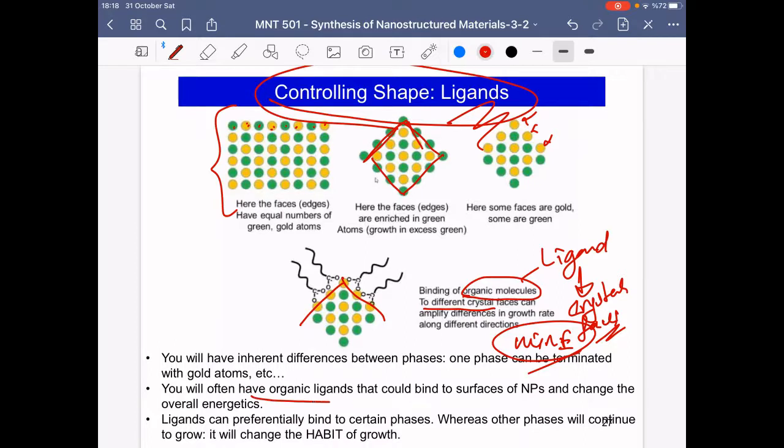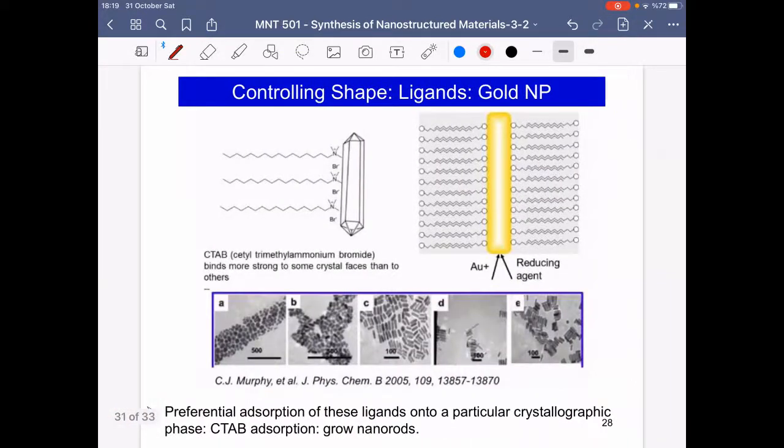You will often have organic ligands that bind to surfaces of nanoparticles and change the overall energetics. Ligands can preferentially bind to certain phases, whereas other phases will continue to grow. It will change the habit of growth. This is important: the habit of growth is changed. So this nanoparticle here will grow on the green atom site, and that's how people, for example, grow gold nanoparticles in rod shapes. This is a very well-known ligand.